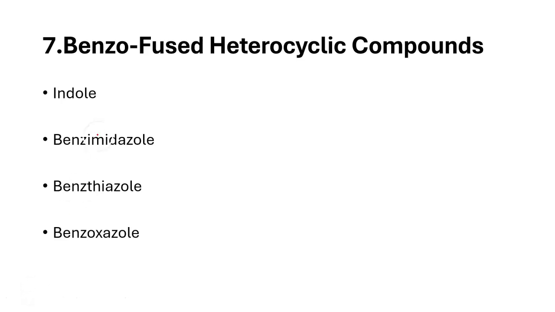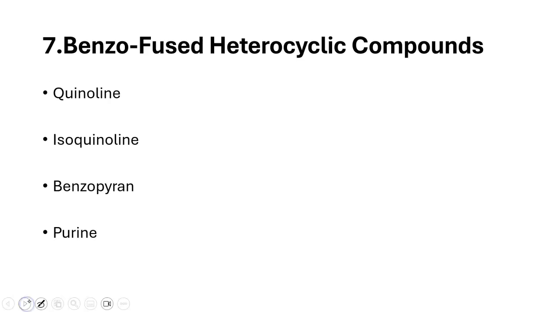And we have seen all these structures, that is indole, benzimidazole, thiazole, benzoxazole. Only there is a new structure, that is benzopyran. So this benzopyran we have seen already, a 6-member ring containing an oxygen. So this was the only different one.